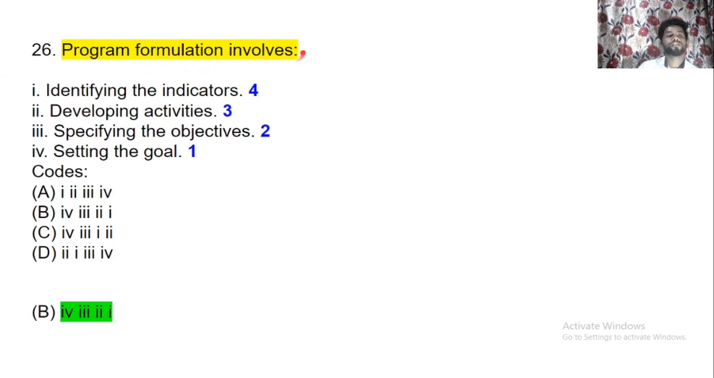Now for program formulation: when you want to conduct any program, what sequence should it follow? First you identify your goal, setting the goals, then specifying the objectives. Once you have broader goals, you develop specific objectives, what we try to achieve through this program. After that you develop activities, what activities you will do, and at the end you identify the indicators you will apply for your activities. So: setting the goals, specifying the objectives, developing activities, and identifying the indicators. This will be your correct sequence.